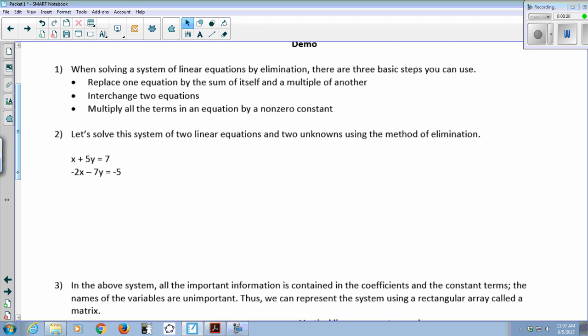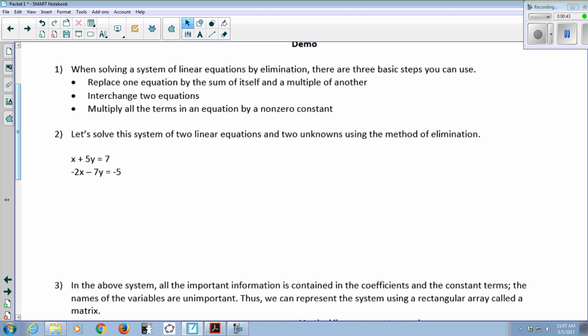All right, so when you're solving a system of linear equations by elimination, there are three basic steps. You replace one equation by the sum of itself and a multiple of another. You can interchange two equations, and you can multiply all the terms in an equation by a non-zero constant. So for example, here's a system of two equations and two unknowns. We're going to solve it using elimination.